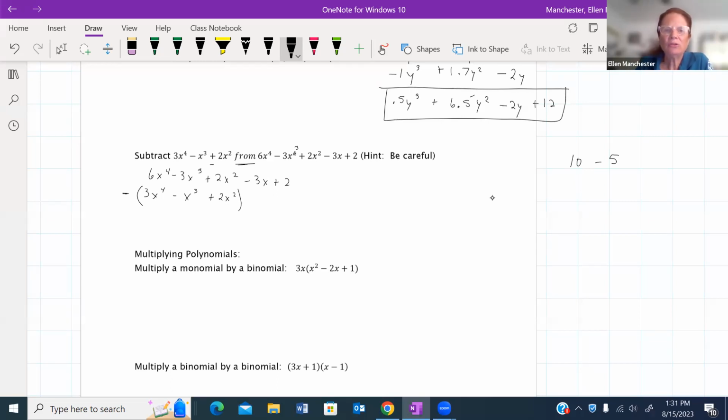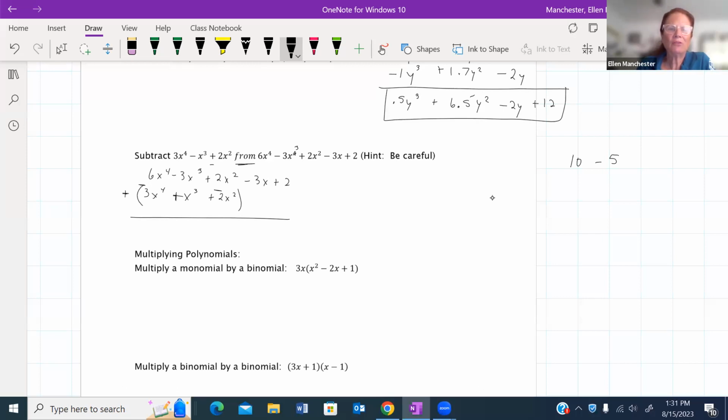Okay, so when you do that, you have to remember you're pushing that negative. So I'm going to add the opposite. This becomes a negative 3x to the 4th. This becomes a positive x cubed. And this becomes a negative 2x squared. So now they're stacked. I've subtracted, which means I've changed the sign. And now I can work my magic.